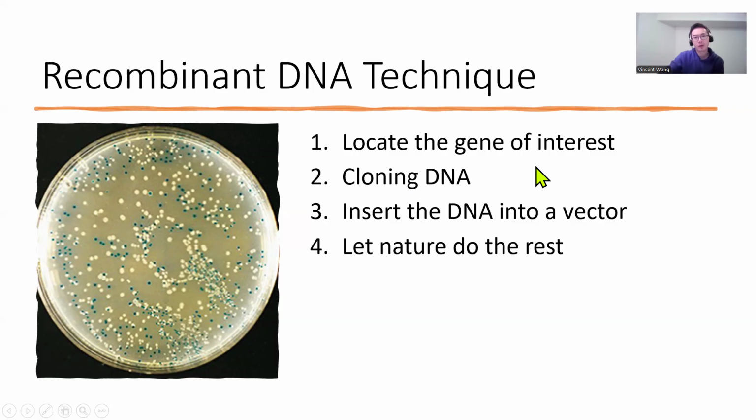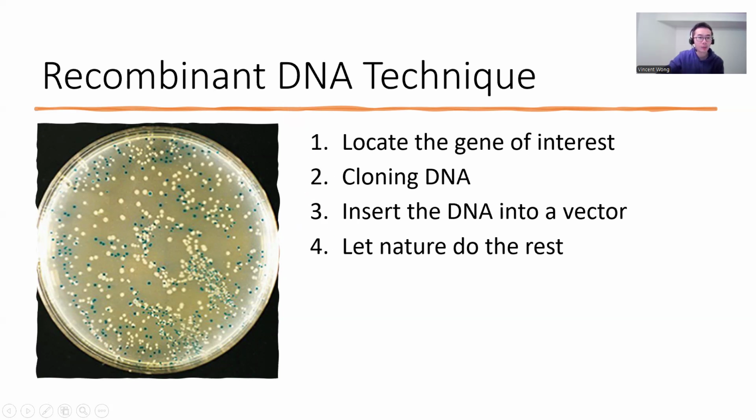Once we find the gene, we have to clone it. We have to make many copies of the gene. Then we have to insert that gene into a vector. A vector is something that will help deliver the DNA into the bacteria. And then afterwards, you just let nature do the rest. So let's see if we can go through some of these things today.